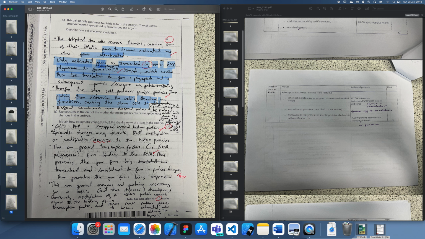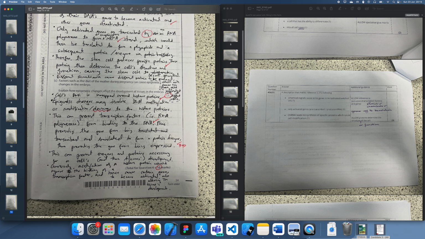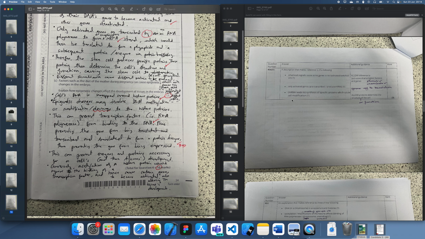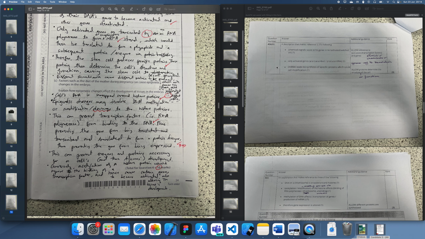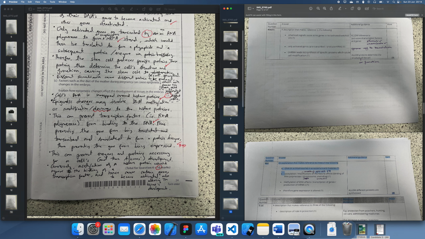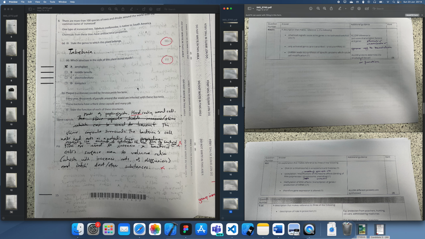I should just describe the process of specialization there, and then epigenetic changes. So talk about histone protein modification, DNA methylation, acetylation, and the effects they have on RNA transcription. Then just talk about protein synthesis and how it can affect the phenotype and genotype, or gene expression. So managed to get those marks.